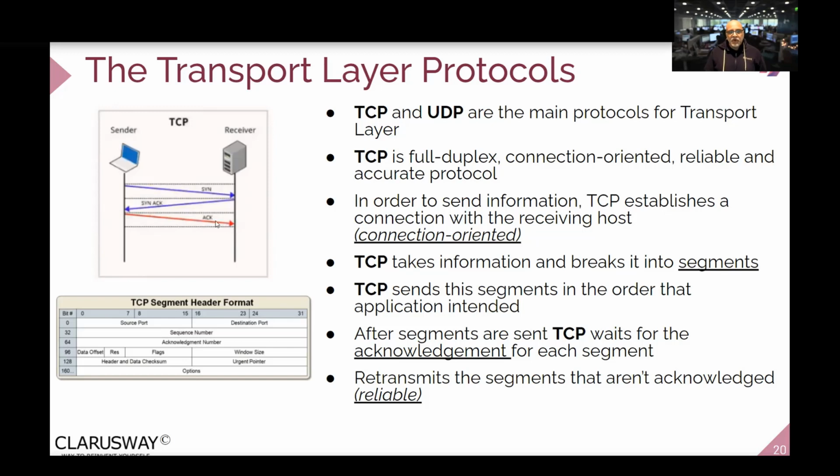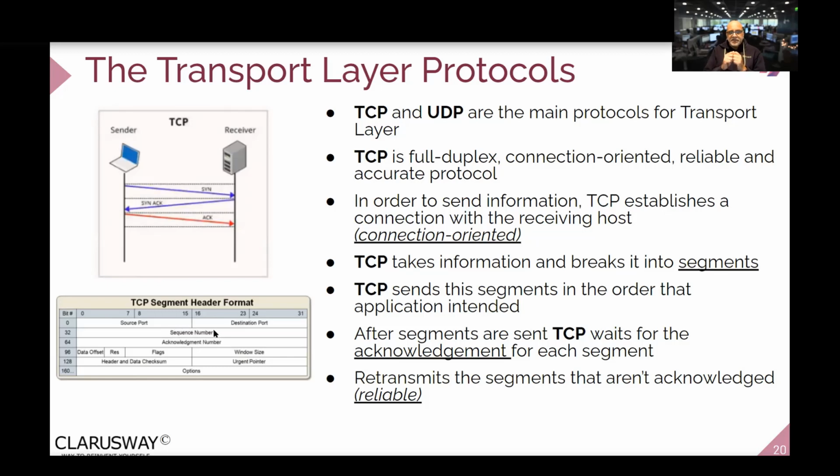Then, once you've established that connection, the TCP protocol will take the information and break it into segments, as we've talked about, right? So what does a segment look like? Well, it's got the source port and destination port. The other thing it has is a sequence number, okay?